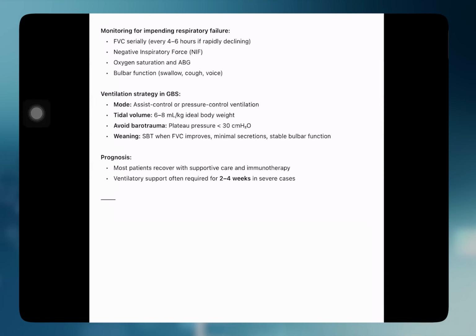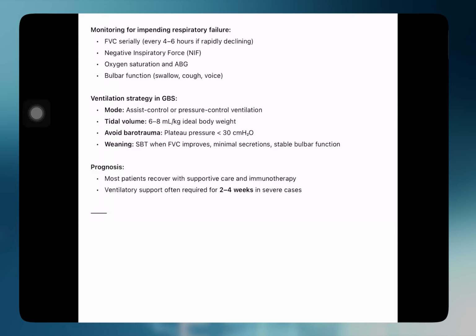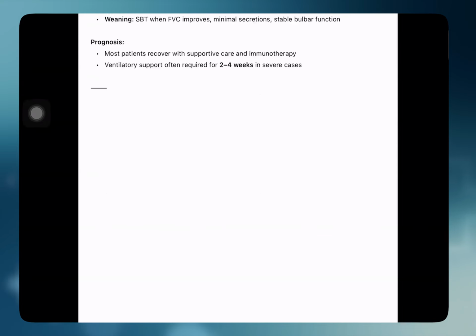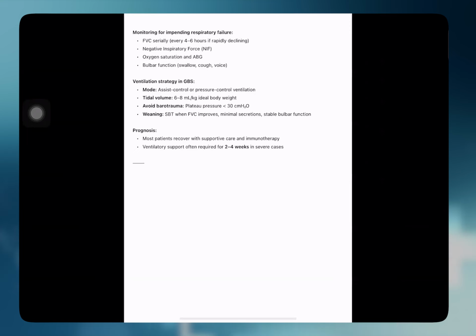Monitoring for impending respiratory failure, FVC has to be done serially, along with negative inspiratory force. Ventilation strategy in GBS, patient has to be on assist control or pressure control ventilation, tidal volume 6 to 8 ml per kg. Avoid barotrauma, plateau pressure has to be below 30 centimeters, and weaning off should start when FVC improves. Give them a spontaneous breathing trial when there are minimal secretions and they have a good bulbar function. Most patients would recover in 2 to 4 weeks, and everybody has their own individualized prognosis in case of GBS.